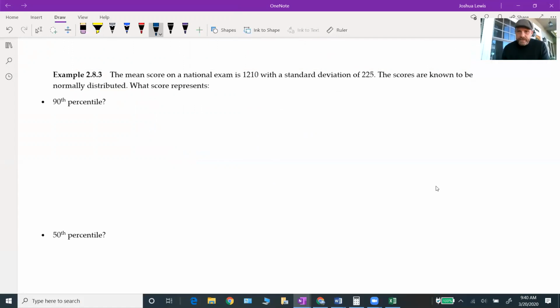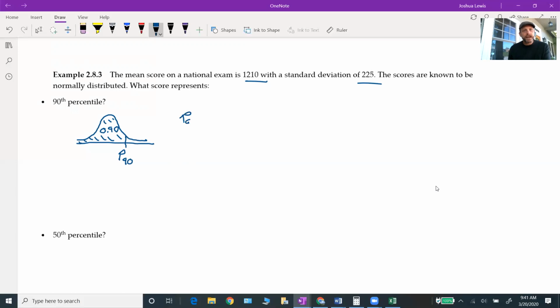We have a national exam, could be an SAT, LSAT, MCAT, GRE, whatever. The mean score is a 1210, standard deviation is 225. Notice we're not talking about z-scores anymore, right? We have context. We want to know what score represents the 90th percentile. Well, what is a percentile? Well, a percentile is the percentage of the population whose value is lower than whatever we're given. So in other words, there is a value here, which I'm going to call P for percentile with a subscript of 90. And whatever that value is, 90% of the area, or 90% of all the scores on the exam in this case, fall to the left.